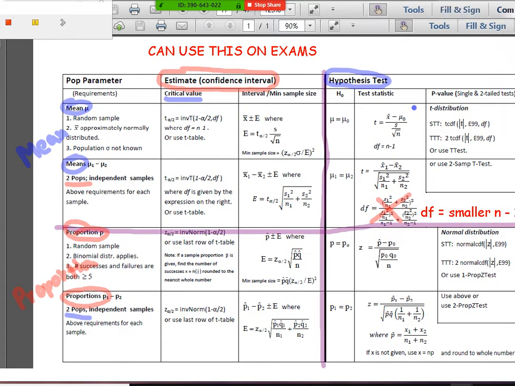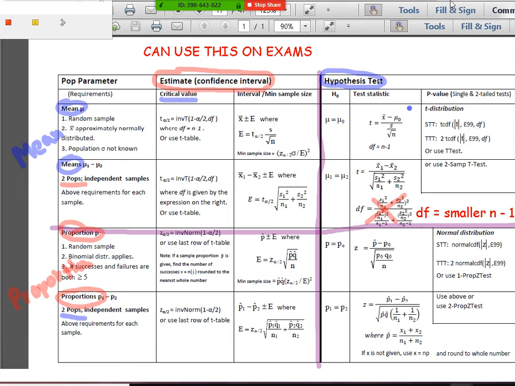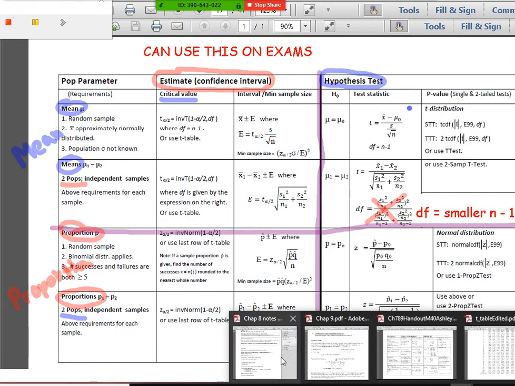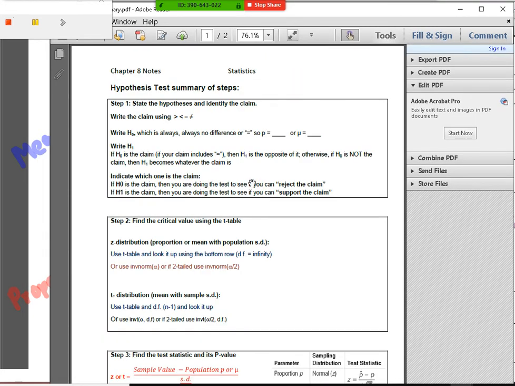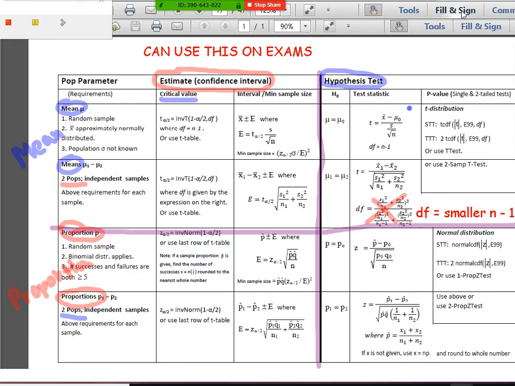Along with the other sheet? No, the other sheet you can't. So this sheet here, you cannot use this one on the exam. However, it helps you figure out what to put on the half sheet of notes. So you are allowed that half sheet of notes on the exam, and also this. This has all the formulas.